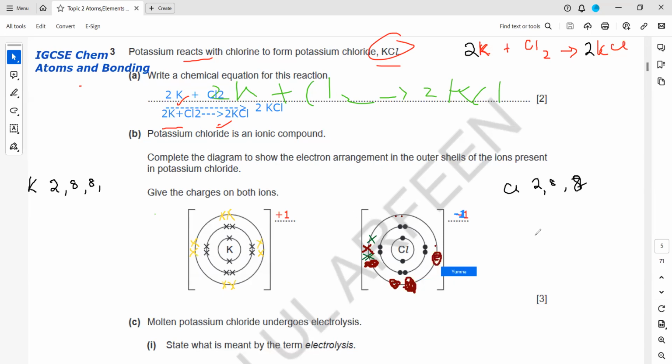In these 8 electrons of the chlorine, because the dots are representing the chlorine electrons, 7 dots belong to chlorine and 1 cross is the one it took from the potassium. And the net charge on the chlorine should be -1. And because the potassium loses 1, the net charge will be +1. This is the ionic structure of potassium chloride.